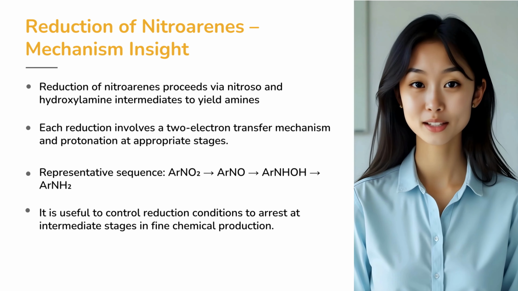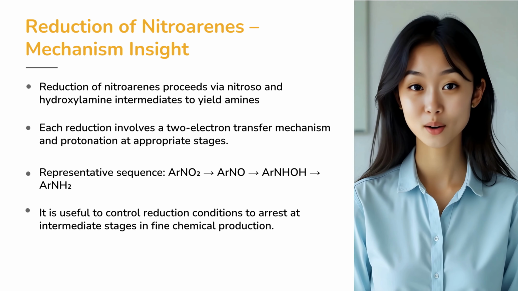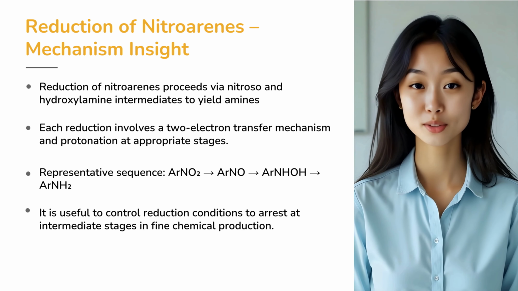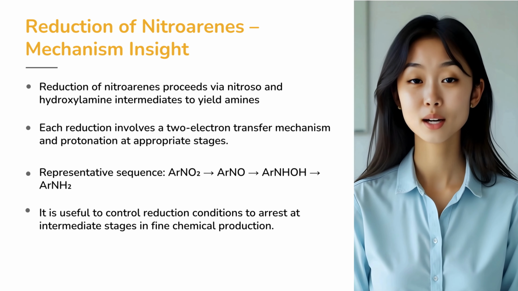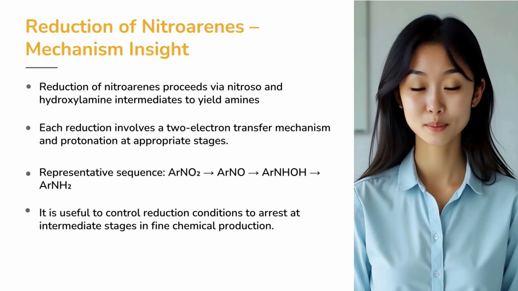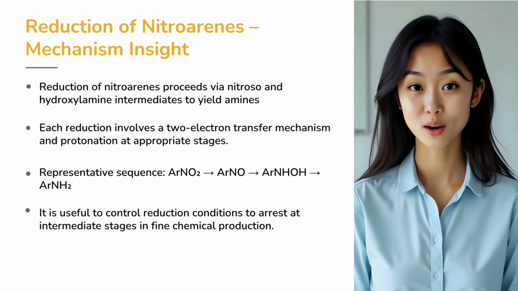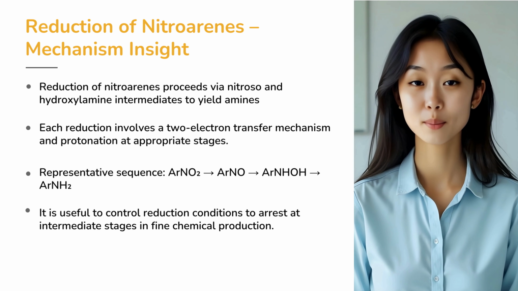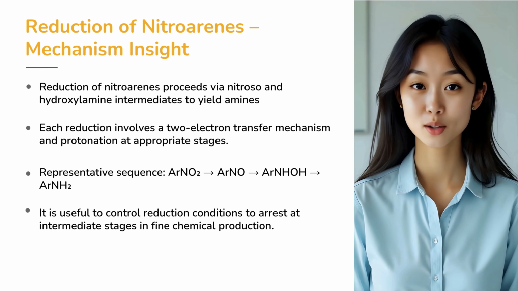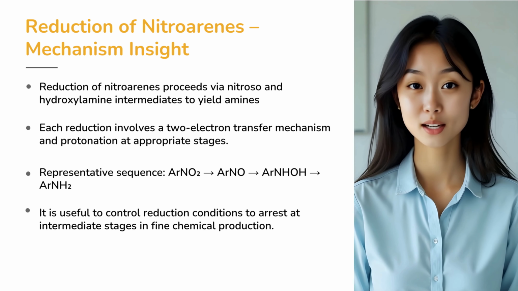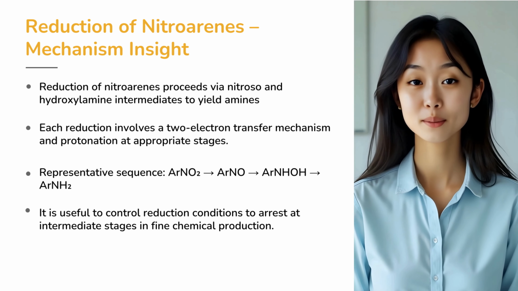Hello, mechanism detectives. Let's zoom in on how nitroarenes, which are nitro groups attached to aromatic rings, get reduced step by step into amines. Imagine the reduction as a relay race where electrons and protons baton pass through different intermediate compounds. First, the nitro group converts into a nitroso compound, then to hydroxylamine, and finally to the aromatic amine. Each stage involves the transfer of 2 electrons along with protonation, adding hydrogen ions at just the right spots.